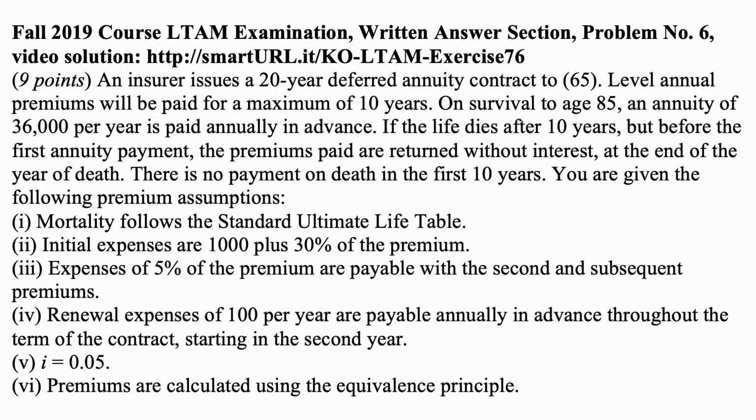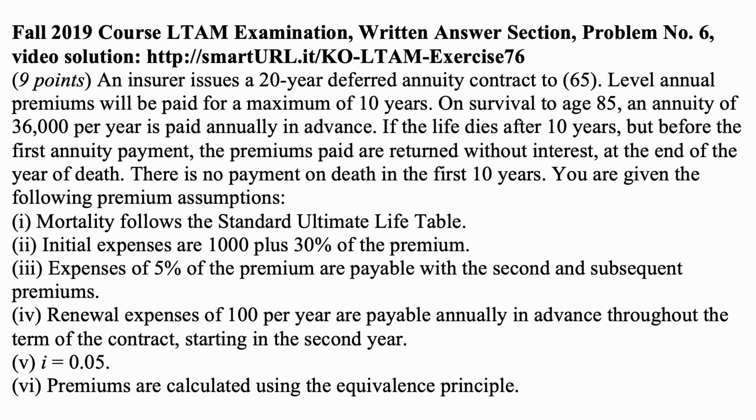An insurer issues a 20-year deferred annuity contract to a 65-year-old. Level annual premiums will be paid for a maximum of 10 years. On survival to age 85, an annuity of $36,000 per year is paid annually in advance. If the life dies after 10 years, but before first annuity payments, the premiums paid are returned without interest at the end of the year of death. There is no payment on death in the first 10 years.